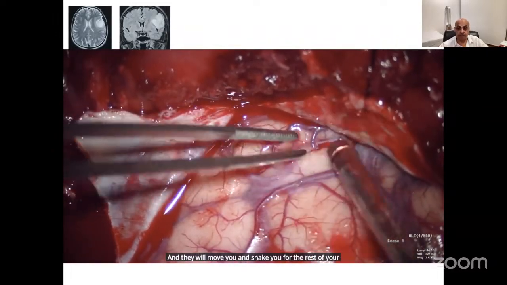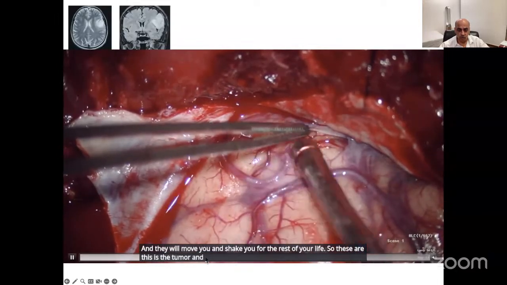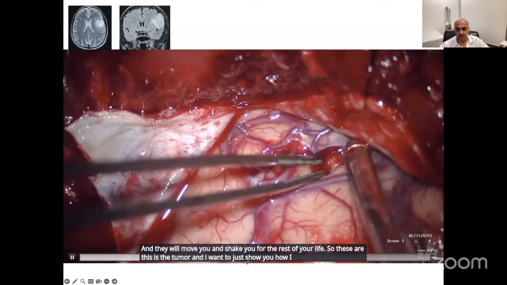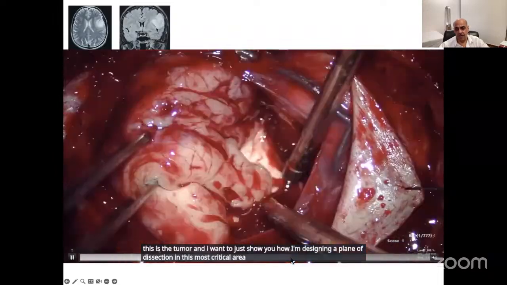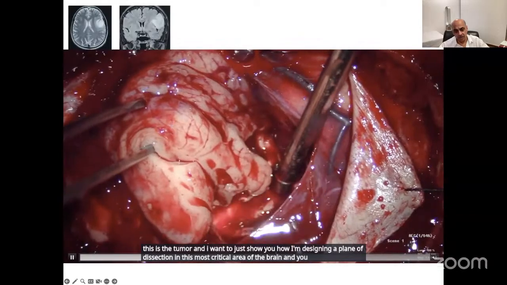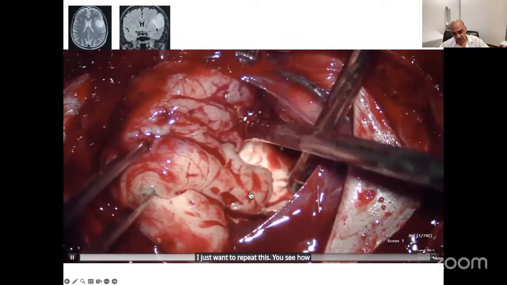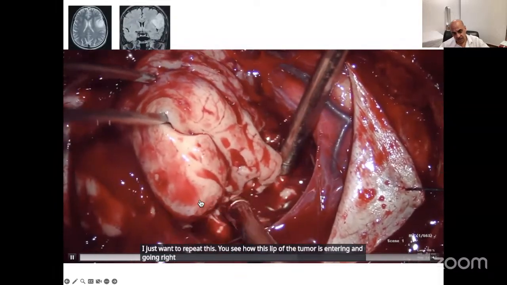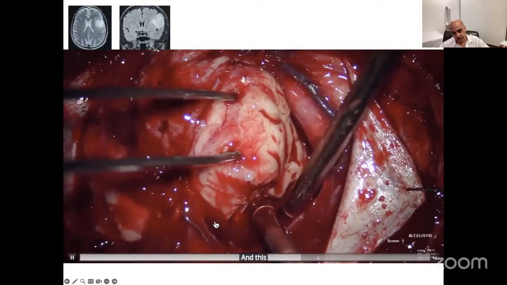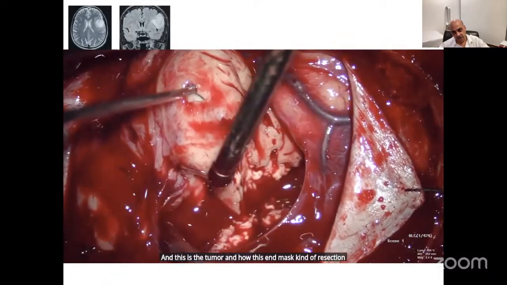So this is the tumor, and I want to just show you how I'm designing a plane of dissection in this most critical area of the brain. And you see now here, I just want to repeat this. You see how this lip of the tumor is entering and going right into the brain surface. And this is the tumor, and how this en masse kind of resection is being done.